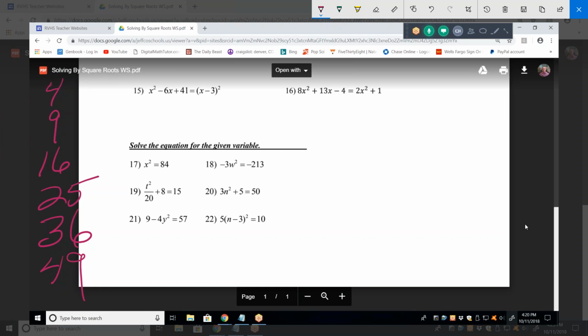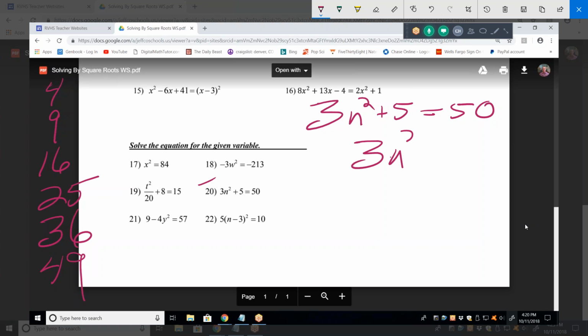Okay, so let's do number 20. We got time for at least this one. So I got 3n squared plus 5 equals 50. I have a squared term. I do not have a non-squared term. So we could start off by subtracting 5 from 50, and then we could multiply 3 on both sides. Hold on. That 3 is already a multiplier. Ah, I see.